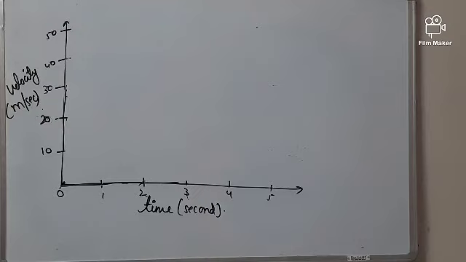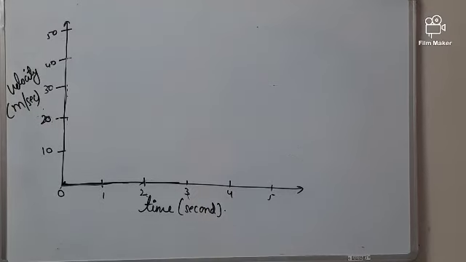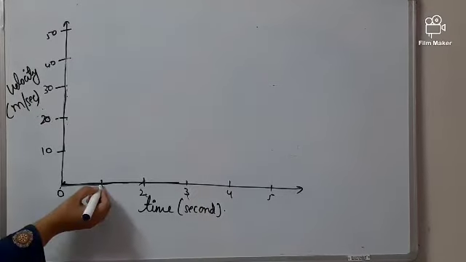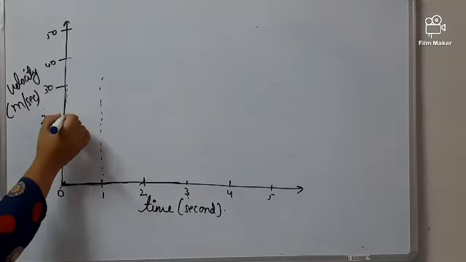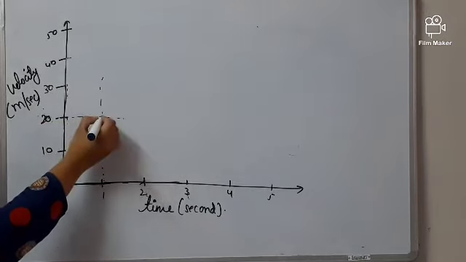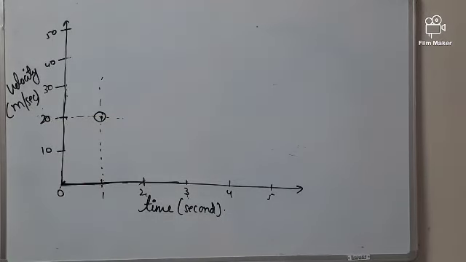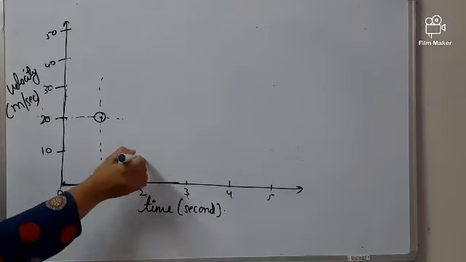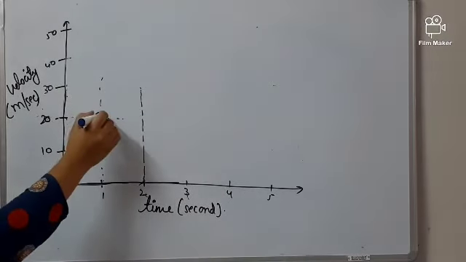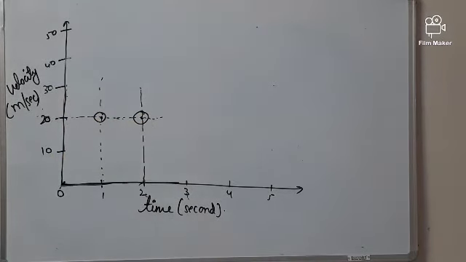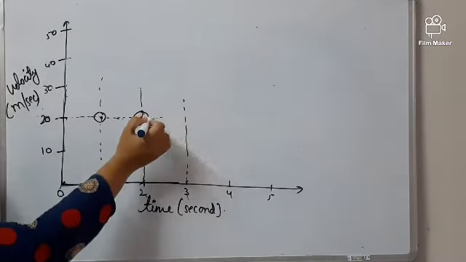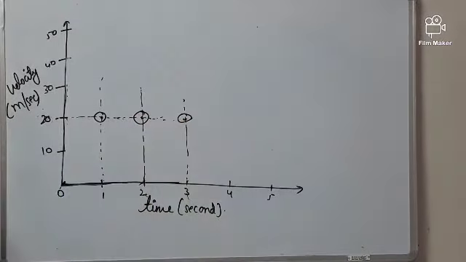Fine. So in this case, let's say when the time is 1 second, the velocity of the car is 20 meter per second. So the dot will be here. When the time is 2 seconds, still the car is going on with the velocity of 20. So the dot will be there. When the time is 3 seconds, still the car is going on with the velocity of 20. So the dot will be here.